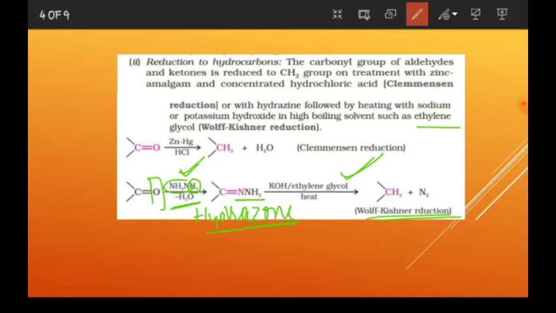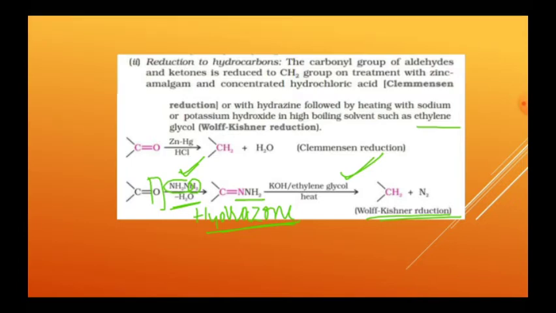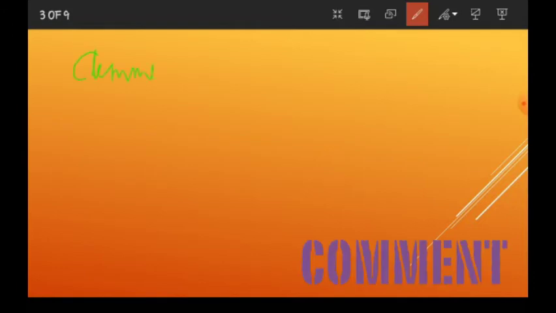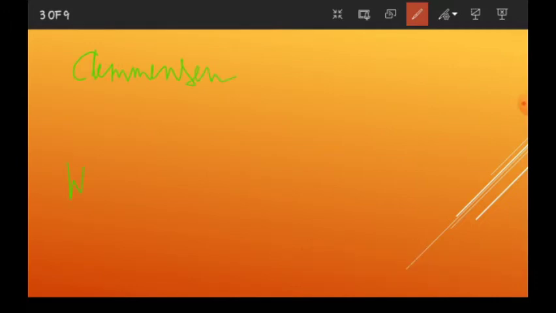Again, I am telling you the same thing. You can show both these reactions in one step only. So these were two important name reactions that you should remember. In reduction, the first one is Clemmensen reduction, and the second is Wolff-Kishner reduction.